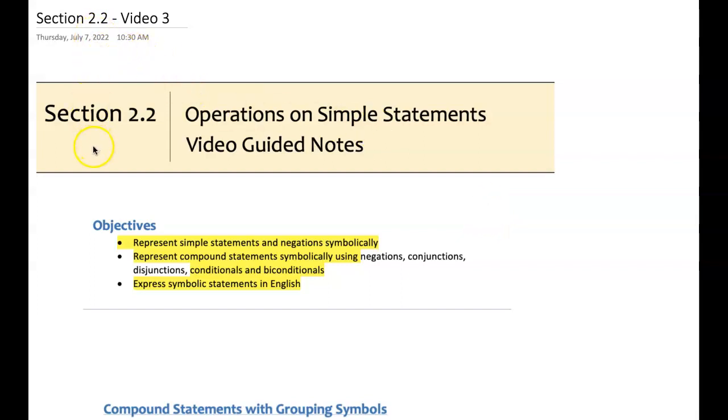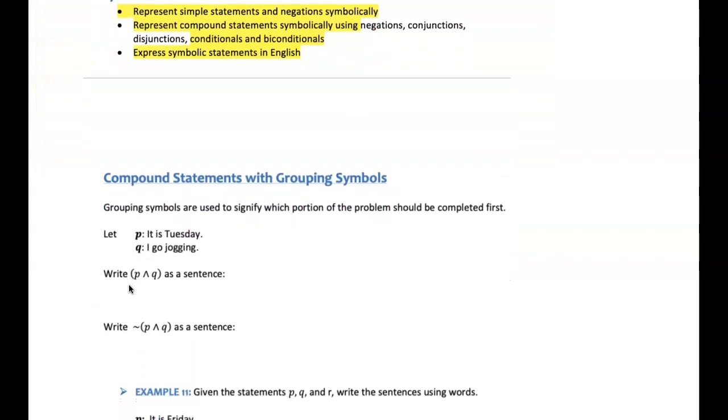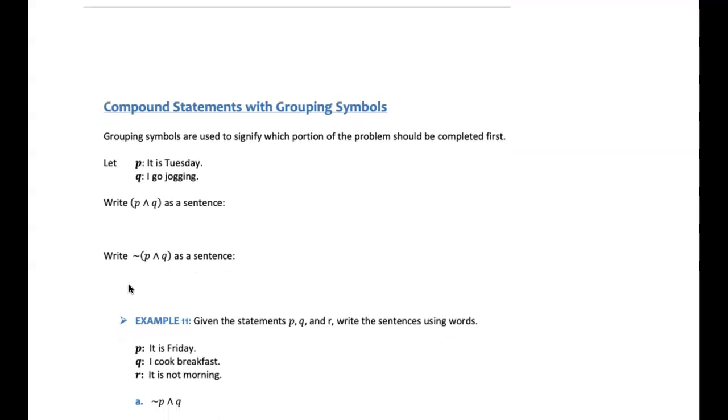Section 2.2, Video 3. In this video, we will continue with the objectives: represent simple statements and negations symbolically, represent compound statements symbolically, and also express symbolic statements in English. Let's begin with compound statements with grouping symbols. Grouping symbols, such as parentheses or brackets, are used to signify which portion of the problem should be completed first.